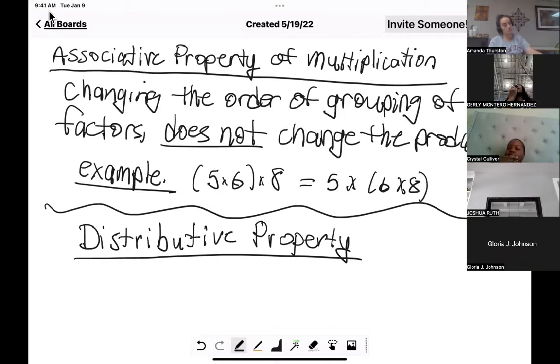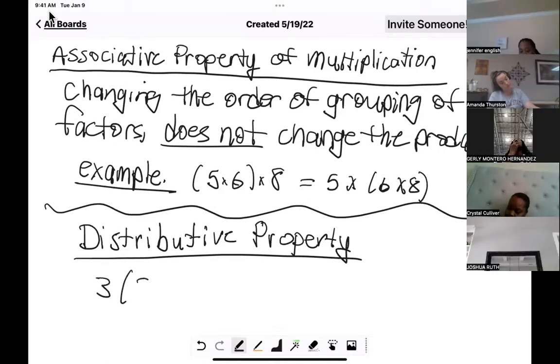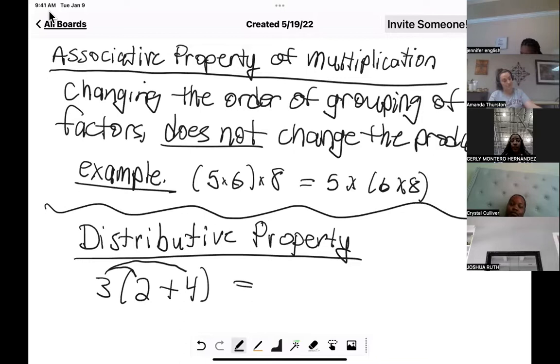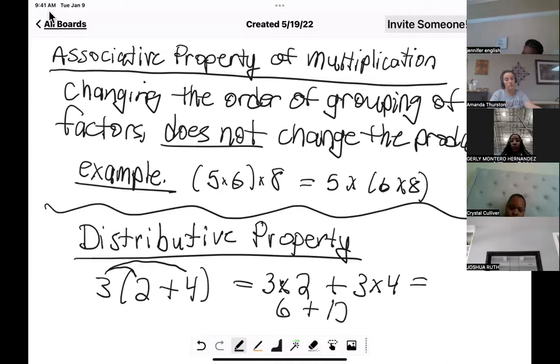But distributive property is like this: 3 times 2 plus 4. It just means I take whatever number is in front and I'm going to distribute it, meaning I'm going to multiply it by everything on the inside. So I will do 3 times 2 plus 3 times 4. And I can get my answer that way. 3 times 2 is 6. 4 times 3 is 12. And my answer would be 18.